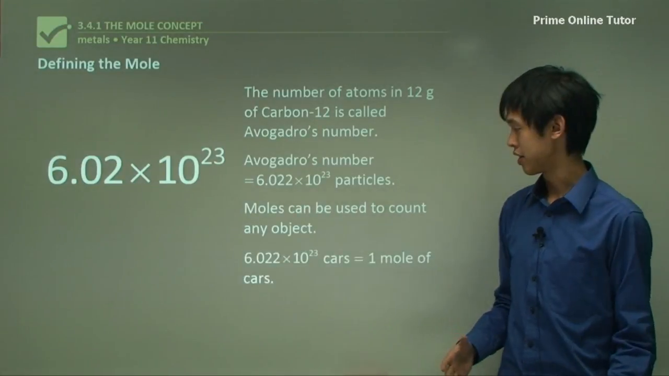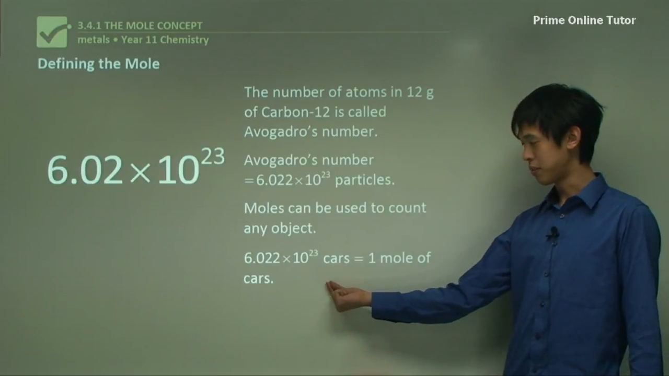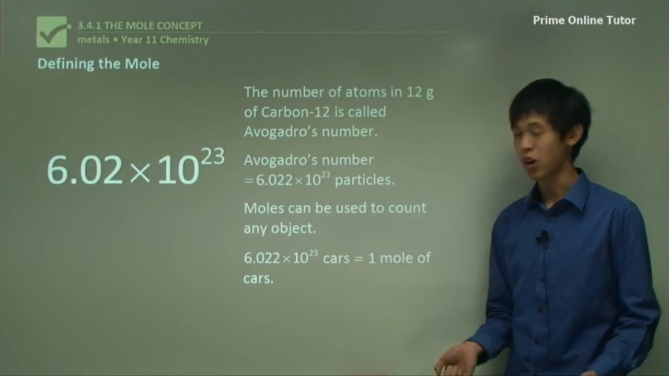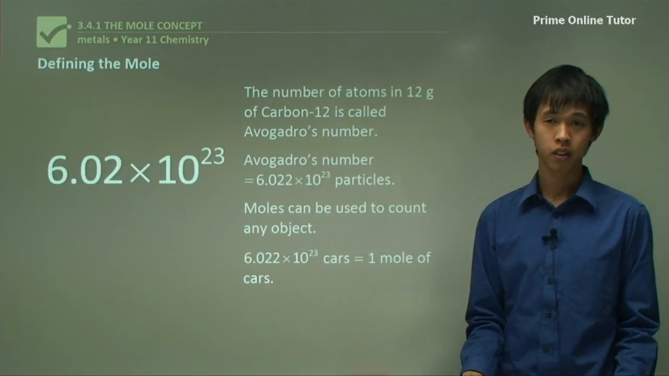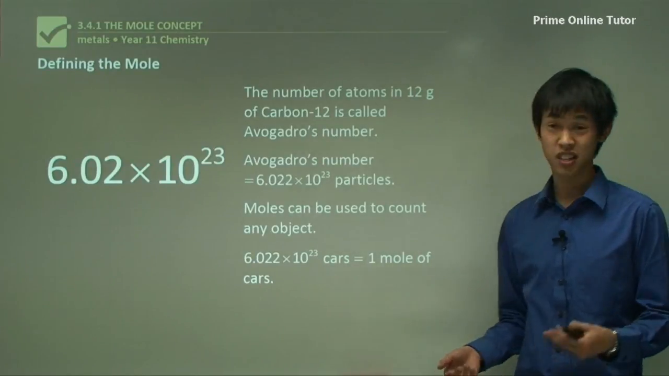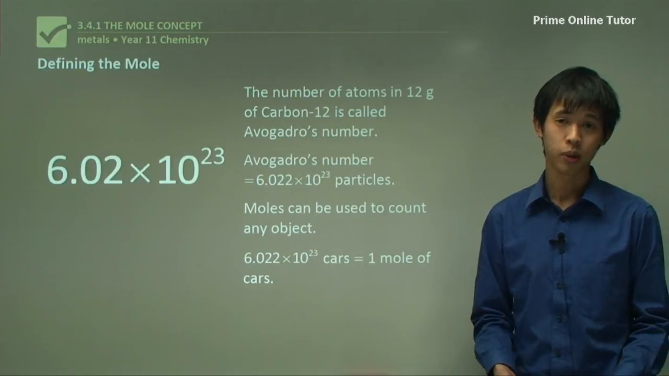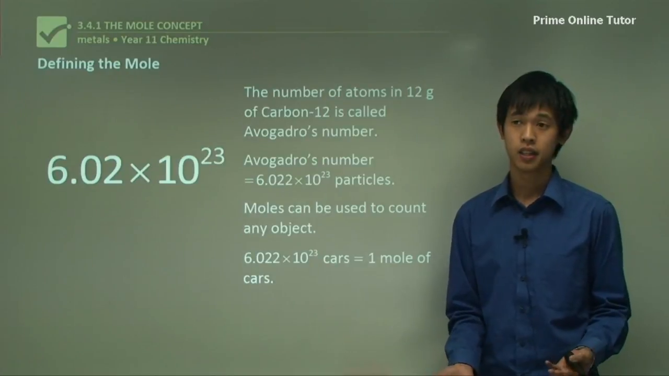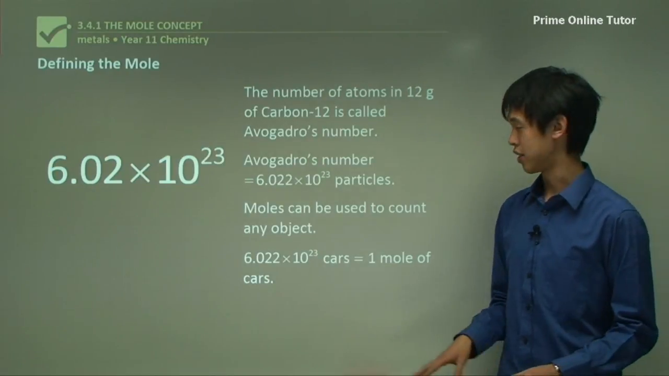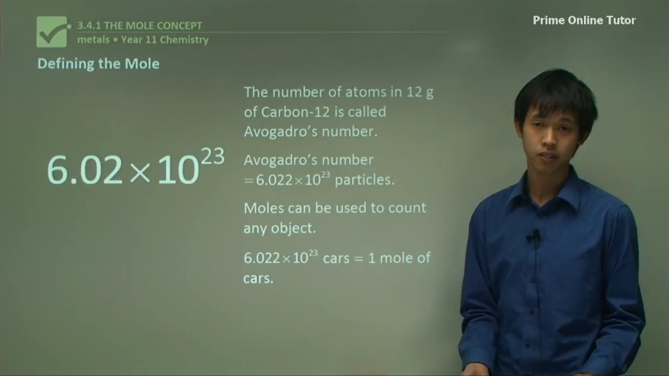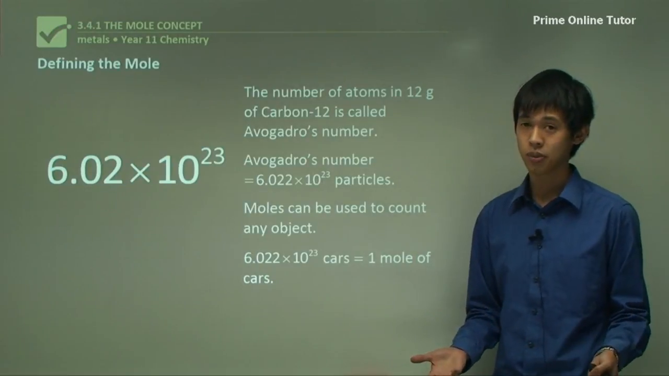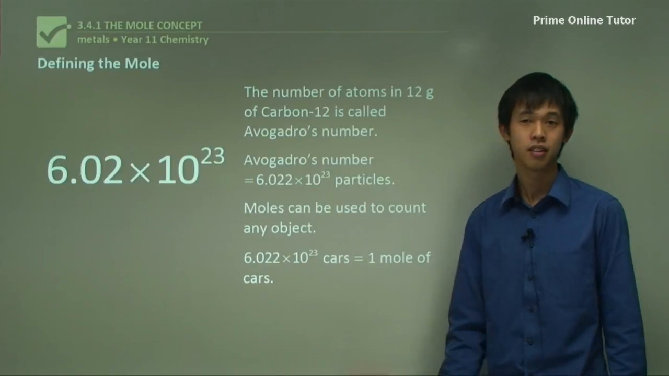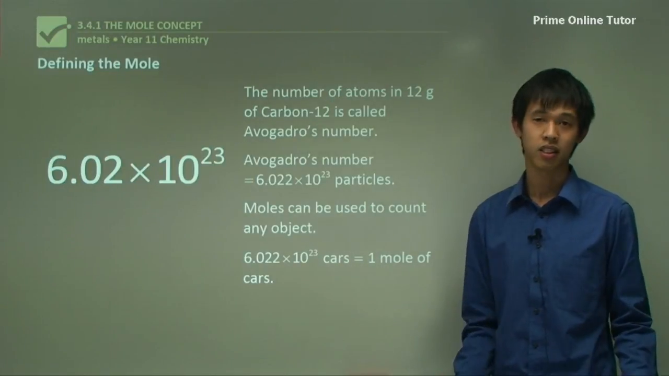Okay? So here's an example. 6.022 times 10 to the 23 cars on the roads or anywhere will give you 1 mole of cars. Similarly, 6.02 times 10 to the 23 humans will be 1 mole of humans. So we can use moles to count anything. We can use it to count molecules as well. So carbon dioxide, we could have a mole of carbon dioxide if we had this many carbon dioxide molecules. So we just use it to count things.